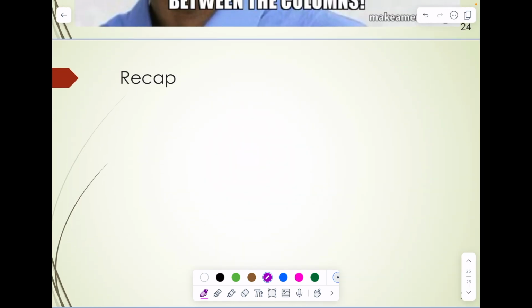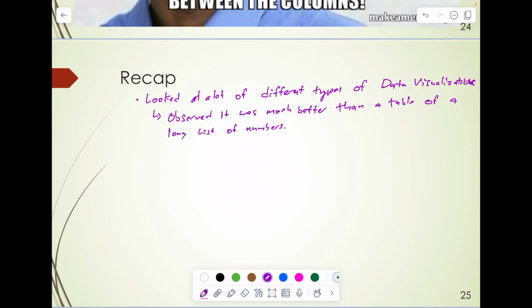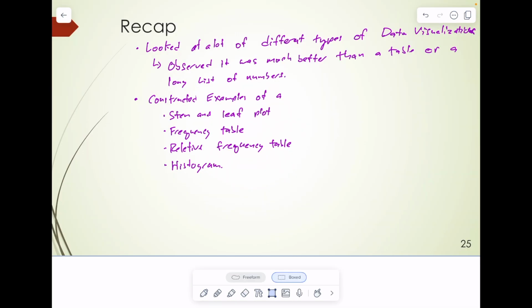Okay, what we did today was we looked at a lot of different types of data visualization. We observed that it was much better than a table or a long list of numbers. We constructed examples of a stem and leaf plot, a frequency table, relative frequency table, and then finally the histogram.